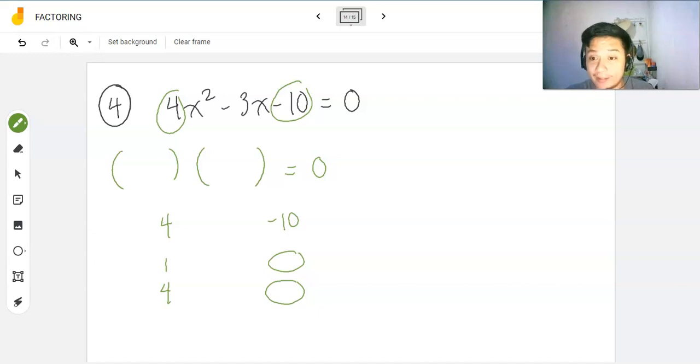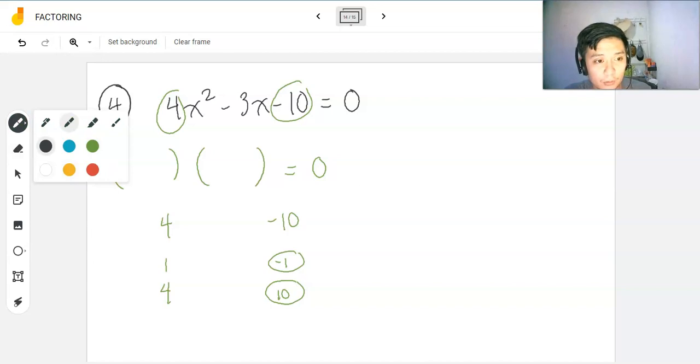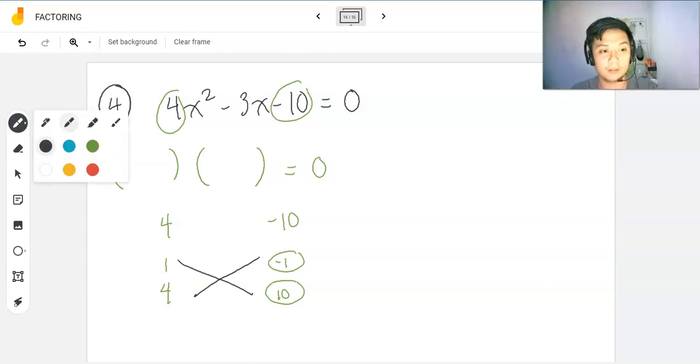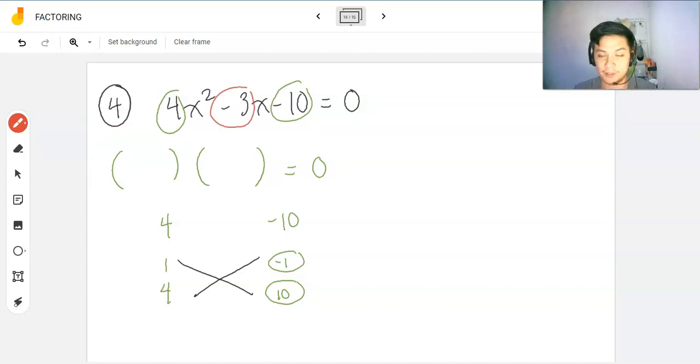Try natin siguro yung 1 and 10, ano? So kung 1 dito, tapos 10 dito, alin naman dyan yung negative? Kasi dapat negative 10 yung product nila. So let's say ang negative ang 1. Para sa magiging trial and error kasi, we have to get the cross product. Mag-cross multiply tayo. And the cross products should have a sum that is equal to the coefficient in the linear term, which is negative 3. So are we going to achieve that result if these are the pairs of factors we have to use?